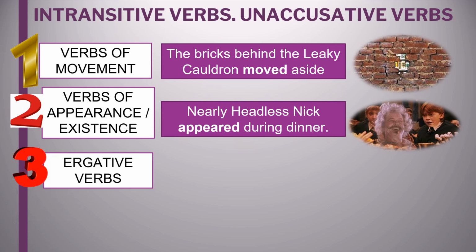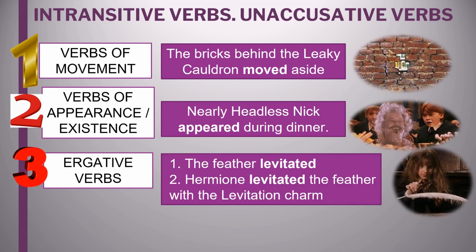The third subclass is that of ergative verbs, where the verb denotes a change of state or a change of location. In this case, the feather is assigned the theta role of patient by the ergative verb levitate. In the case of move, the DP the bricks behind the Leaky Cauldron is an internal argument and receives the theta role of theme. In the case of appear, the DP Nearly Headless Nick in subject position originates as an internal argument and receives the theta role of theme as well.